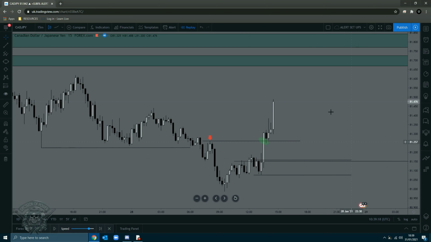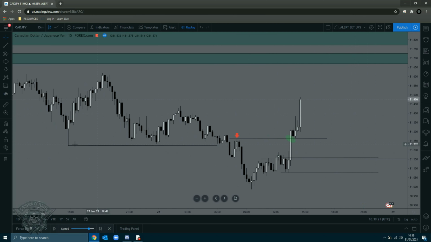So like I said, we've got equal lows there. We've had a run through them, we had a rejection, and we've had a break of structure. So now we're just waiting for a retracement back into this level, which is the down candle before the up move. That's all we're waiting for.